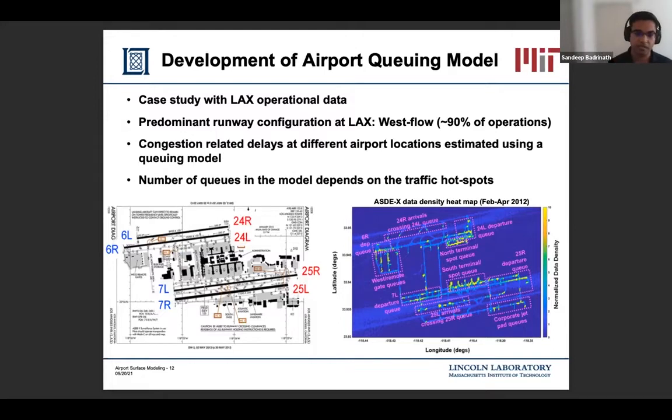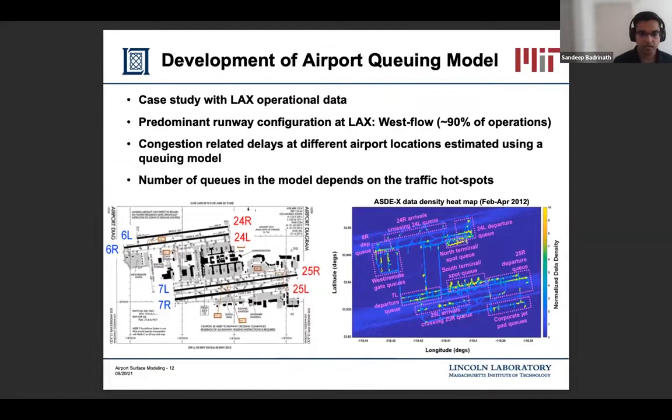And the other reason why we picked LAX was because we had access to pollutant concentration data very close to the airport, which was helpful in developing models for dispersion of pollutants. For LAX, we looked at the west flow runway configuration that accounts for about 90% of the operation. In the west flow configuration, runways 24L and 25R are used for departures. You can see that in the airport diagram that I've shown on the left. And 24R and 25L are used for arrivals, for landing.